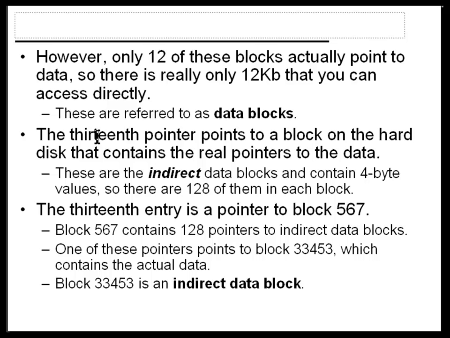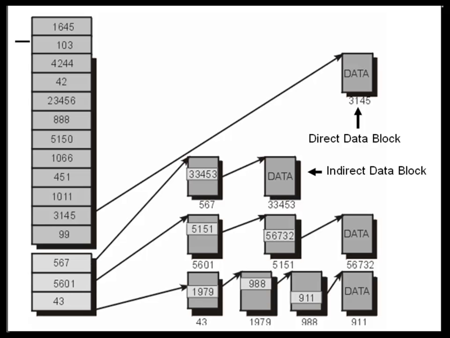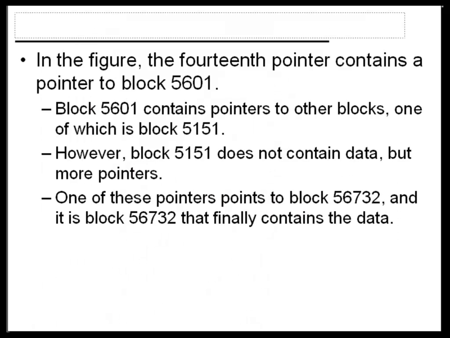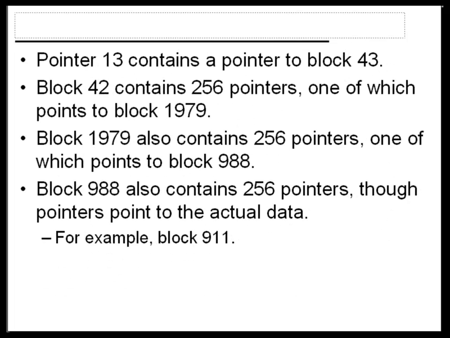The 13th pointer points to a block on the hard disk that contains the real pointers to the data. These are indirect blocks, and then doubly indirect blocks and triply indirect blocks. And so I'm going to go ahead and let you read this on your own. And this is just showing, once again, the file system. And okay, let's move on down.